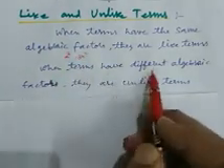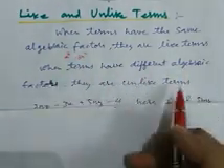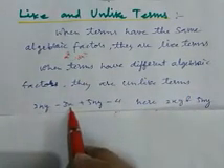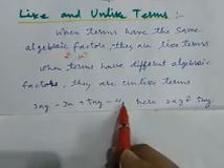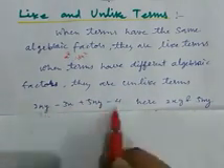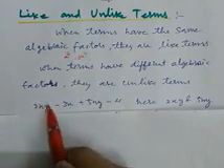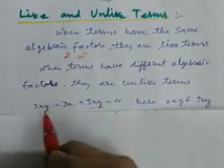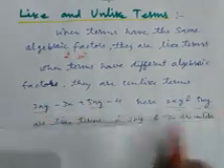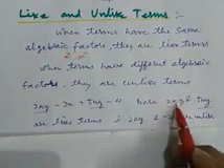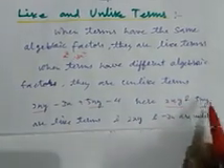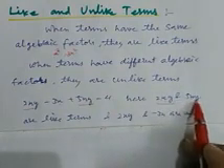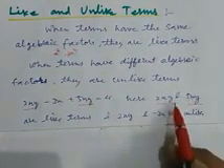When terms have different algebraic factors, they are unlike terms, like 2xy, minus 3x, 5xy, minus 4. These terms are different, they are unlike, because here the variable part is xy and here it is x. So 2xy and 5xy are like terms because their variable part is the same, although their numerical part, the coefficient, is different. If we add them, then we get 2xy plus 5xy equal to 7xy.